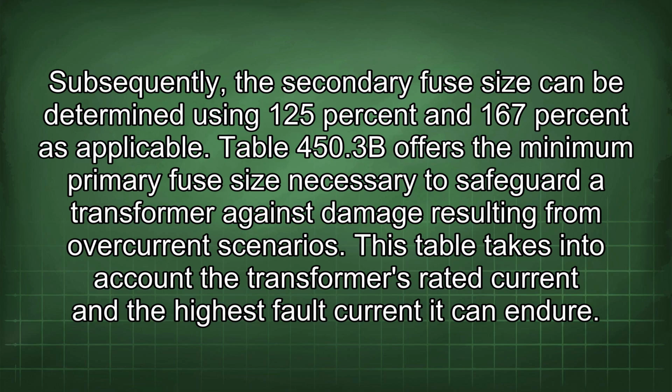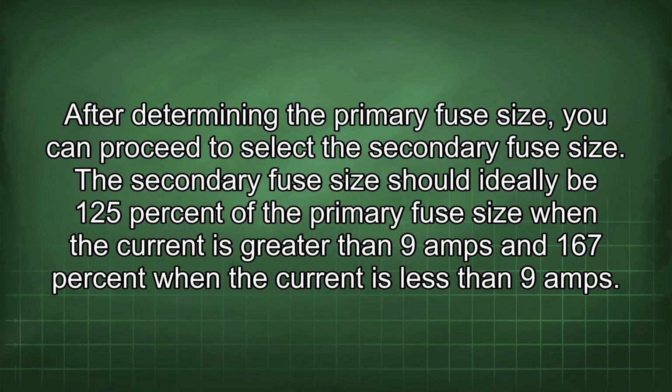Table 450.3(B) offers the minimum primary fuse size necessary to safeguard a transformer against damage resulting from overcurrent scenarios. This table takes into account the transformer's rated current and the highest fault current it can endure. After determining the primary fuse size, you can proceed to select the secondary fuse size.